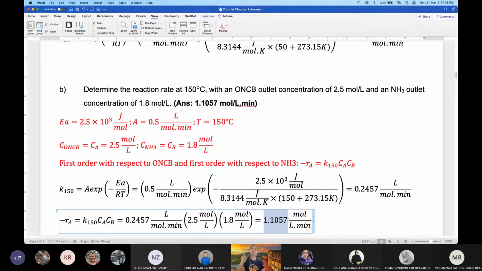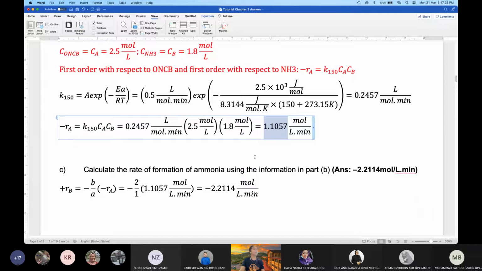So again, you can check the unit and the dimension of your final answer as a way for you to verify whether it is correct or not. If your final answer has the dimension concentration per time, most likely your calculation is correct. But if your unit or dimension is strange, you better check back, there must be an error somewhere in the calculation. Okay, so we are done for part B.